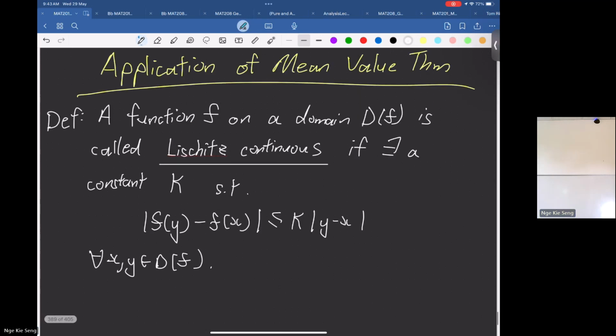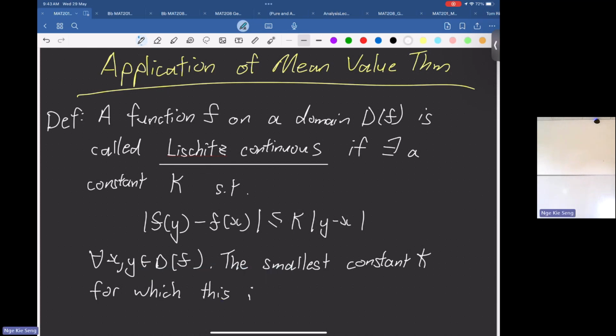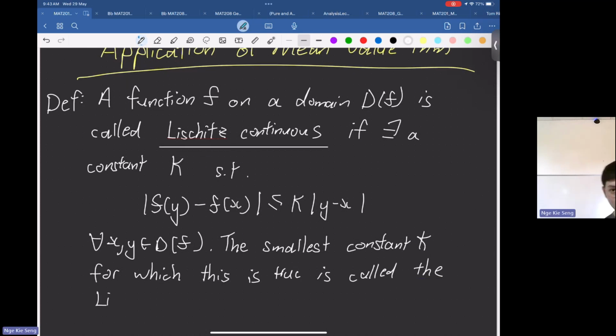Okay. And the smallest constant k that satisfies this property, we will call it the Lipschitz constant. I think Lipschitz has spelled wrong. So L-I-P, Lipschitz, Lipschitz.